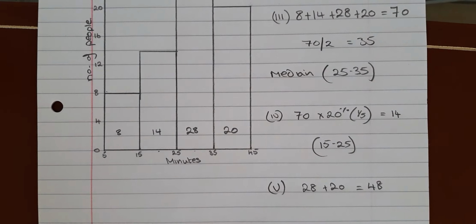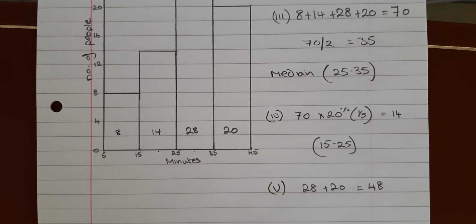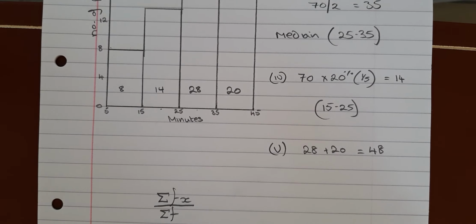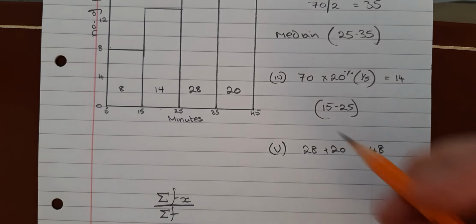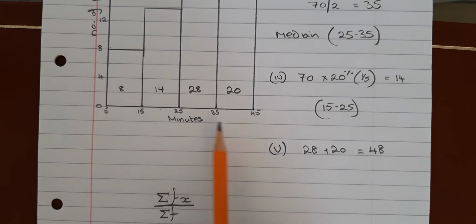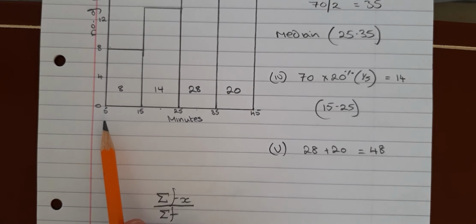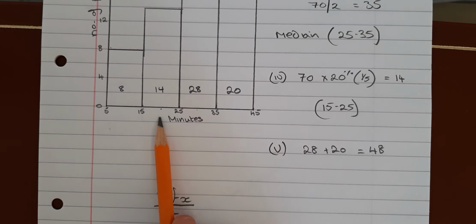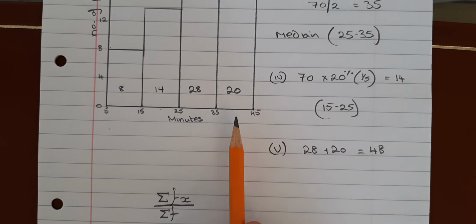Question 6. Use the mid-interval values to calculate the mean time spent in the shopping complex correct to the nearest minute. So we use the formula, the sum of the frequency by the variable over the sum of the frequency. The frequency is our number of people, and the variable will be our mid-interval values. So our mid-interval value for 5 and 15 is 10, 15 and 25 is 20, 25 and 35 is 30, 35 and 45 is 40.